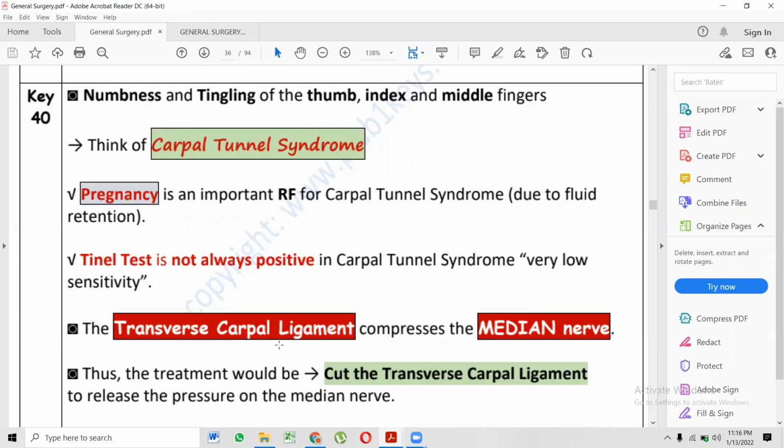Carpal tunnel syndrome: pregnancy is an important risk factor because in pregnancy there is fluid retention, which can lead to the compression of the median nerve in the carpal tunnel. And the median nerve supplies the thumb, index, middle, and half of the ring finger. So in carpal tunnel syndrome, there will be numbness or tingling sensation along the supply of the median nerve.